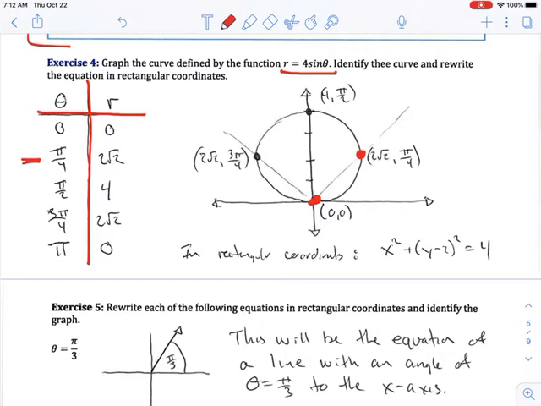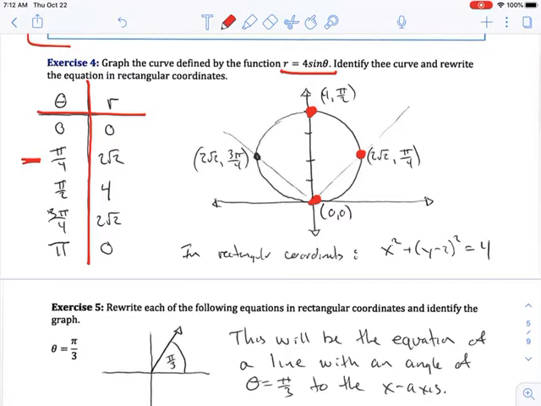Then up to the positive y-axis, we have the angle pi over 2. And so we know we have r is equal to 4 times the sine of pi over 2. Well, the sine of pi over 2 is 1. 4 times 1 is 4. So we have that point.